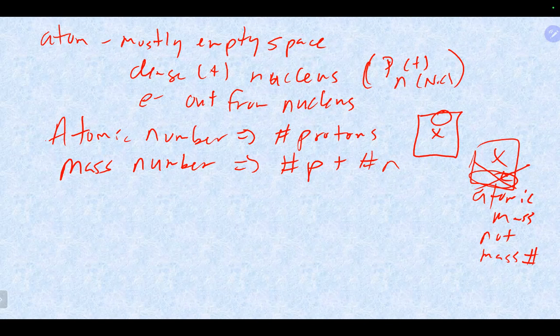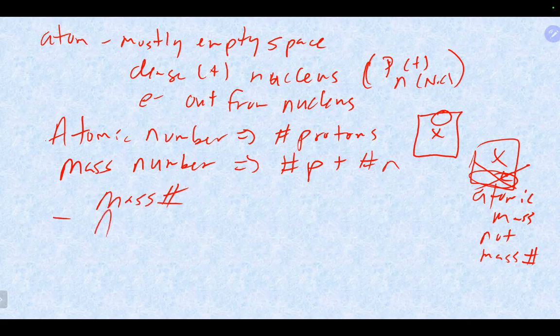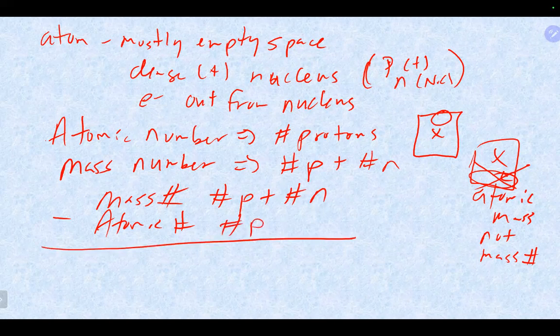Using both of these numbers together allows us to take the mass number and subtract the atomic number from it. The mass number is the number of protons plus the number of neutrons, and the atomic number is the number of protons. So when we subtract them, that is the way we can calculate the number of neutrons: the mass number minus the atomic number will get you your number of neutrons.